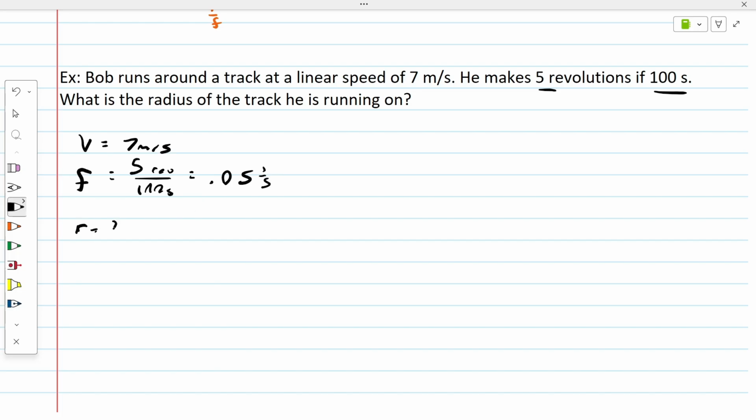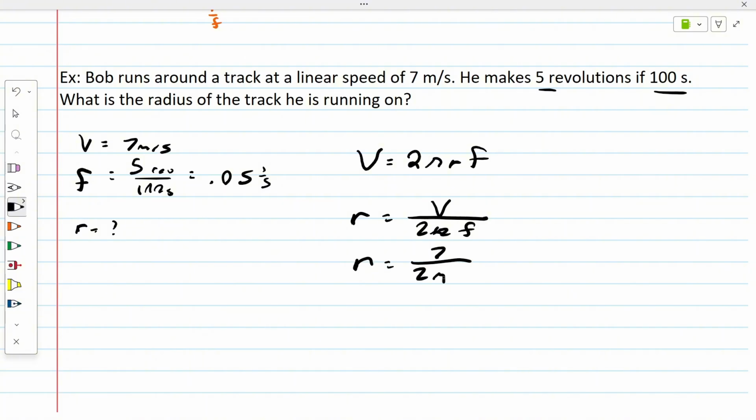And so we want to know what the radius is. So we can simply use the equations that we just learned about to get the tangential speed equal to 2 pi r times the frequency. And if we divide everything over to get r by itself, we get the tangential speed over 2 pi f. And if we plug in the values that we know, we can solve for the radius, which in this case is 22.3 meters.